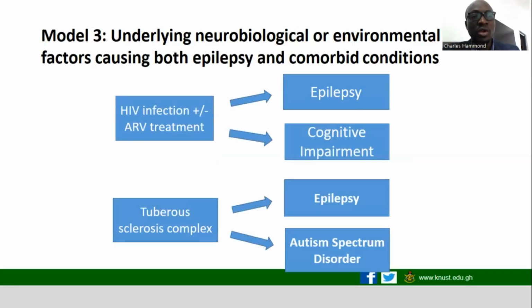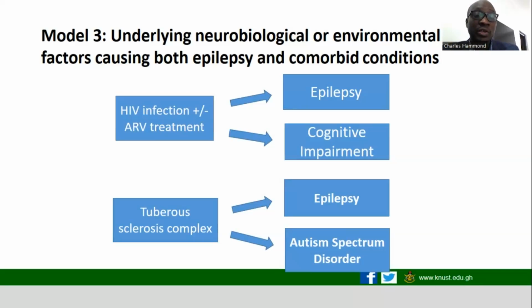The third model is when you have an underlying etiologic factor causing both the epilepsy and the comorbid condition. And here, for example, you may have HIV infection. We know HIV is very neurotropic. It enters the brain, and then it can cause epilepsy. And the same HIV independently can also cause cognitive impairment. So here you have one etiologic factor causing the epilepsy and the comorbidity, the comorbidity being the cognitive impairment.